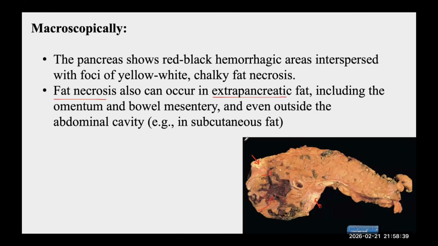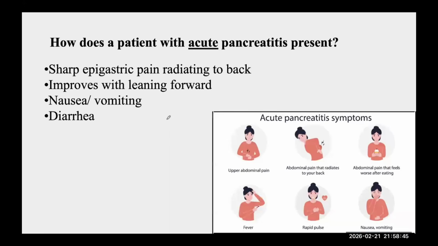So extrapancreatic fats, this can extend to the omentum, the bowel mesentery, and even outside the abdominal cavity, but that's in more severe cases. Now, how does a patient present? As I mentioned, there is a sharp epigastric pain that is radiating to the back. Usually, this pain improves when the patient leans forward.